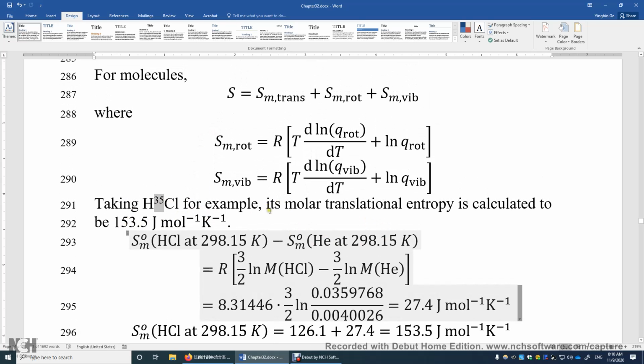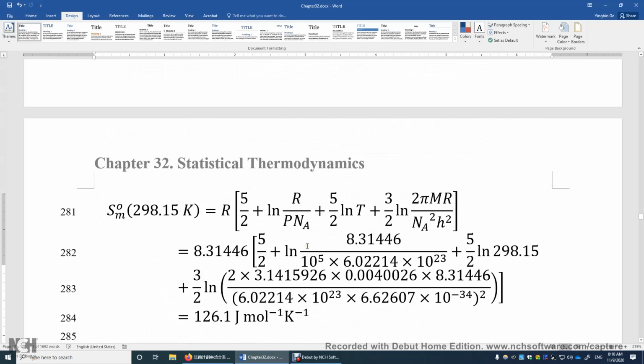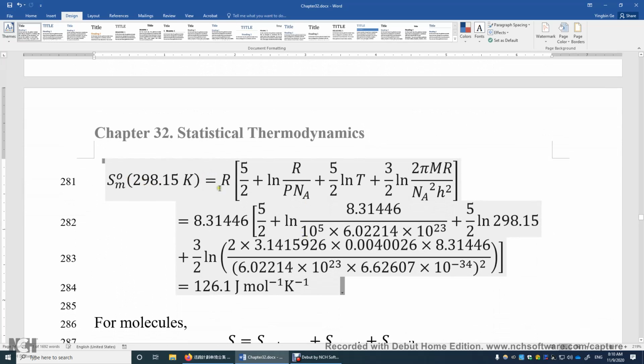So first, translational entropy. I don't like to actually calculate the molar entropy of HCl using this formula because it's really tedious. Even if you have a calculator or if you have access to wolframalpha.com, I still do not like to type up all this on that website.